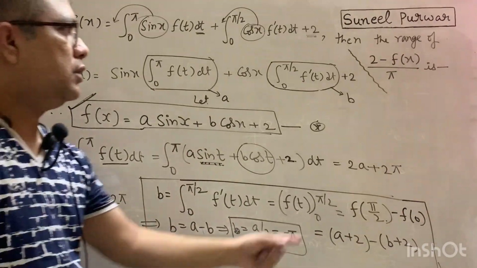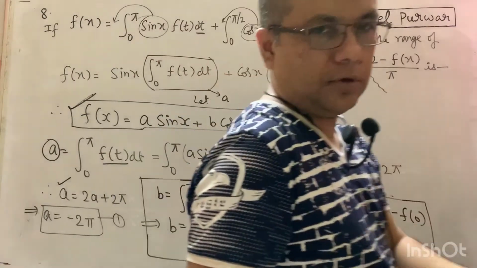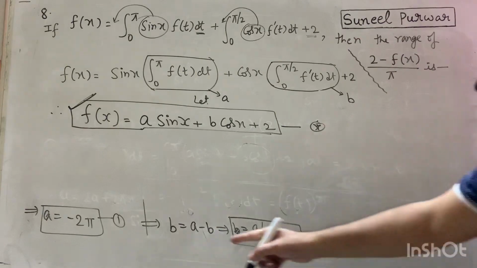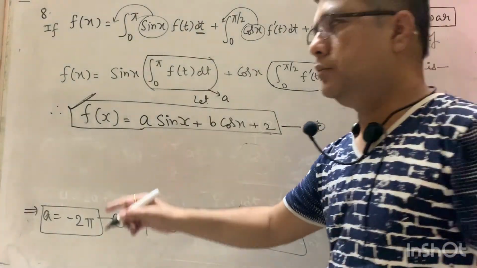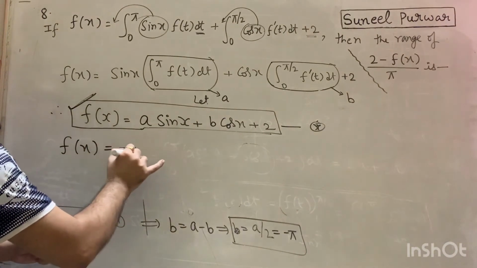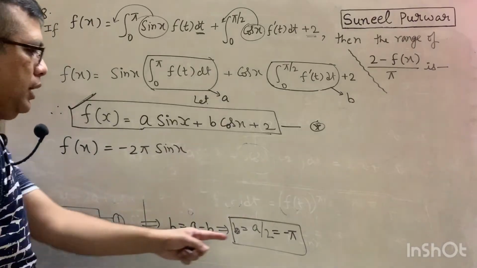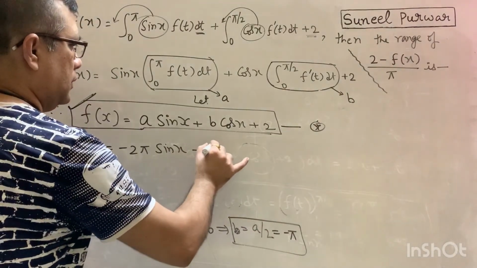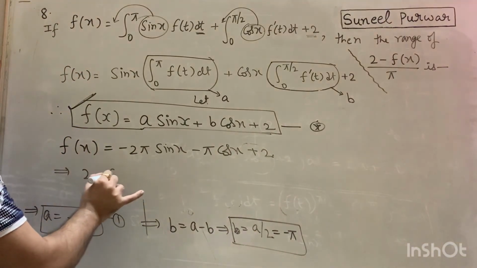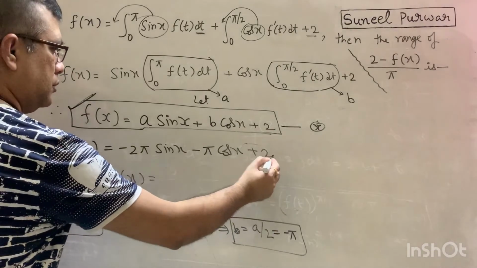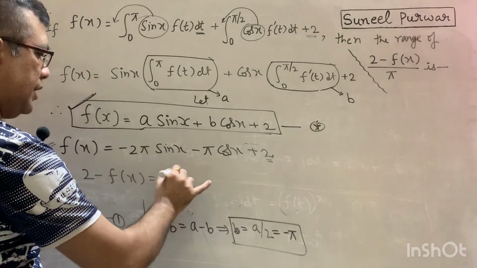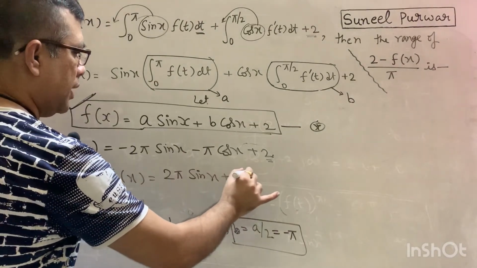Now let's work out the range of this function. So put these values of a and b in f of x. So f of x is equal to minus 2 pi sin x, and b value is minus pi cos x plus 2. So from here, 2 minus f of x, this is 2 and this is your f of x, so 2 minus f of x will become 2 pi sin x plus pi cos x.